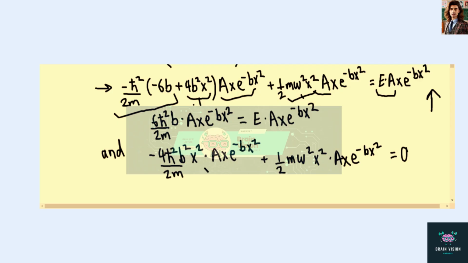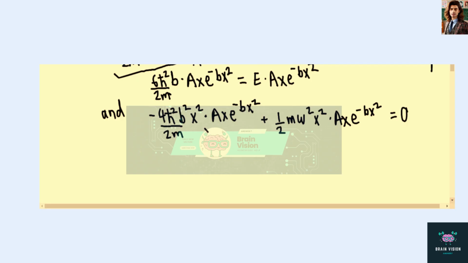Whereas our first equation, once again, was -6b times -h bar squared over 2m, which is right here, must equal E, because these two terms must be balanced. They must equal each other in order for us to have a solution. So these are two equations we obtained, and from this we can obtain two unknowns. Namely, we can obtain b, and from that we can obtain E. So once we get a value for b, we then get a value for E.